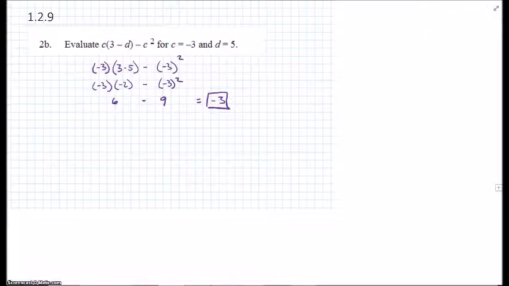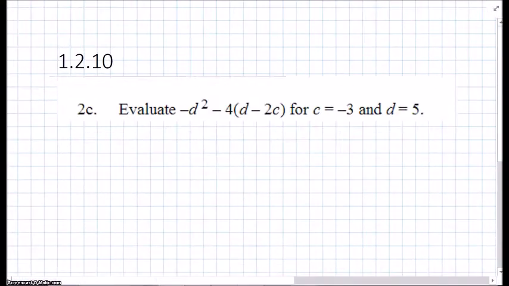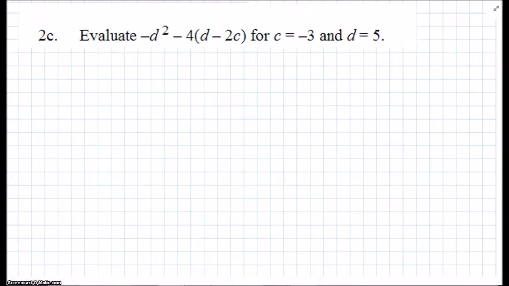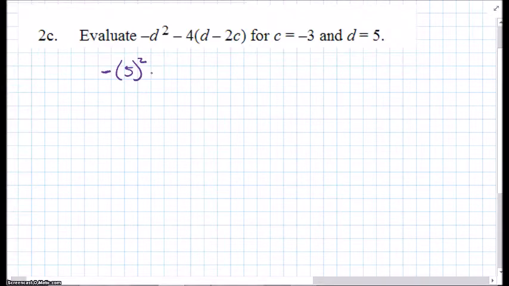All right, next example. Evaluate this. Negative d squared minus 4 in parentheses d minus 2c. So again, let's rewrite it. Negative, our d value is 5, so it'd be negative in parentheses 5 squared. And again, I put the parentheses around the 5 to make sure we understood the negative wasn't associated with it being squared. Minus 4, in parentheses, our d value is 5, minus 2, and our c value is negative 3.